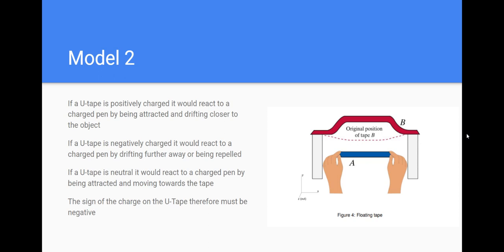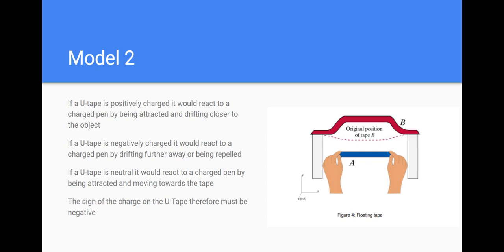Then if we have a negatively charged pen, if the U-tape is positively charged, then it'll be attracted to the pen. If the U-tape is negatively charged, then it'll be repelled from the pen. And if the U-tape is neutrally charged, then it would be attracted to the pen as well. Therefore, since the U-tape is repelled from the pen, the sign of the charge must be negative.